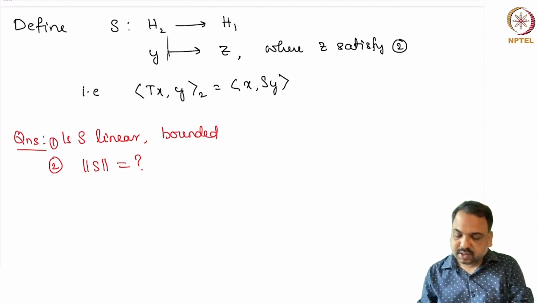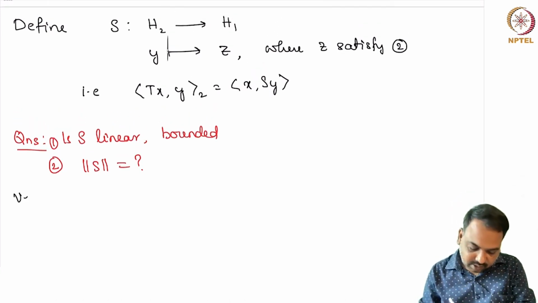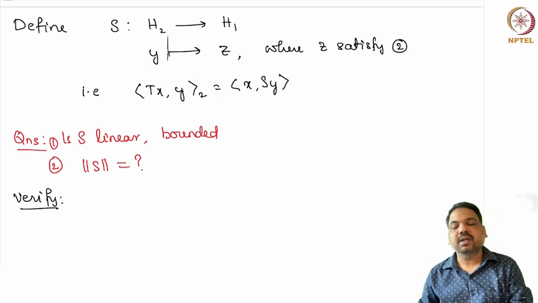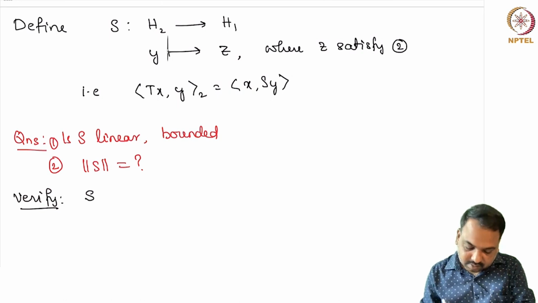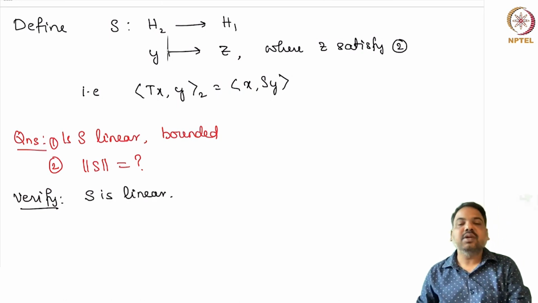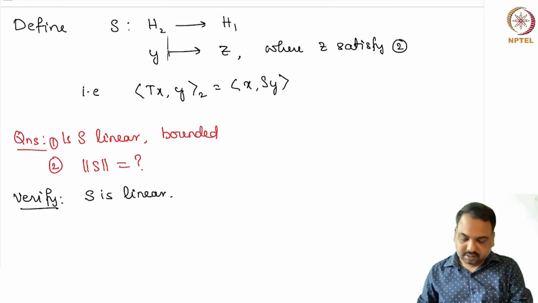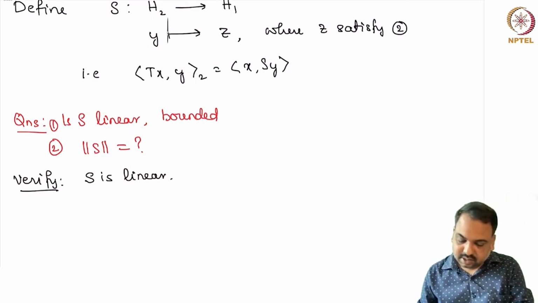It is easy to show that S is linear. So verify: because of the linearity property of the inner product in the first variable and the map T is linear, we can conclude that S is linear. Now, is S bounded? Yes, we can actually show that S is bounded.